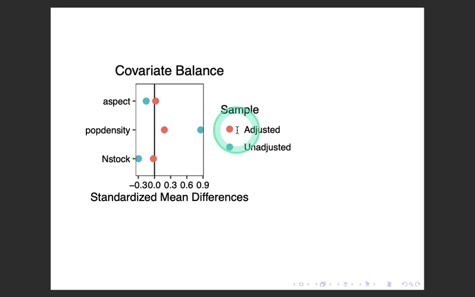This is the data after matching. This is the data in the data set before matching. So you can see that matching has led to an improvement in balance in this case.